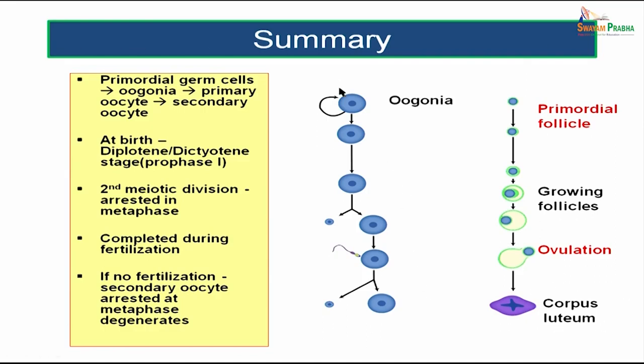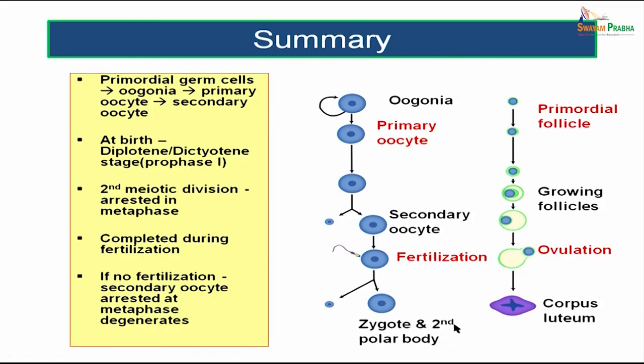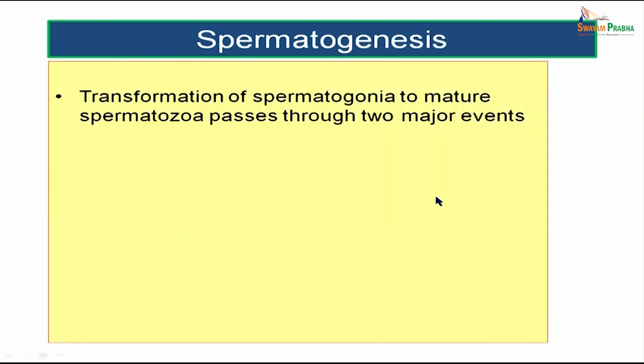The changes occurring for the oocyte: first we have the oogonia, which develops into the primary oocyte, which is again converted into the secondary oocyte. If fertilization happens, that will result in the formation of the zygote. So we have the first polar body here with the formation of the secondary oocyte, and we have the second polar body here after fertilization.